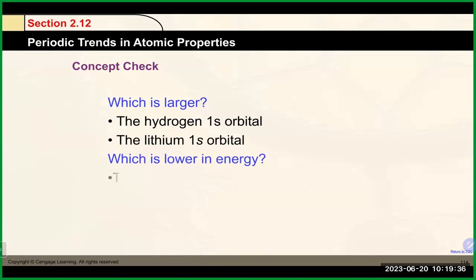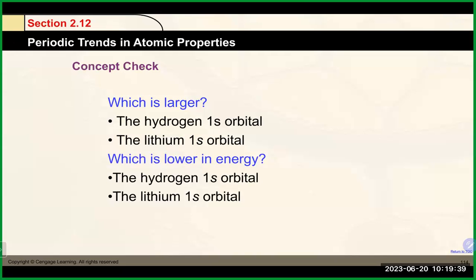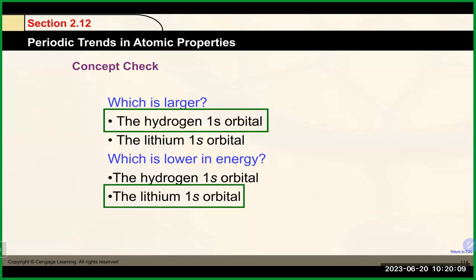All right, so which one should be larger? Is it the hydrogen 1s orbital or the lithium 1s orbital? And which is lower in energy, the hydrogen 1s or the lithium 1s? So lithium on both? Let's see. I don't know about that. Hydrogen and then lithium. So let's see why this is, right?